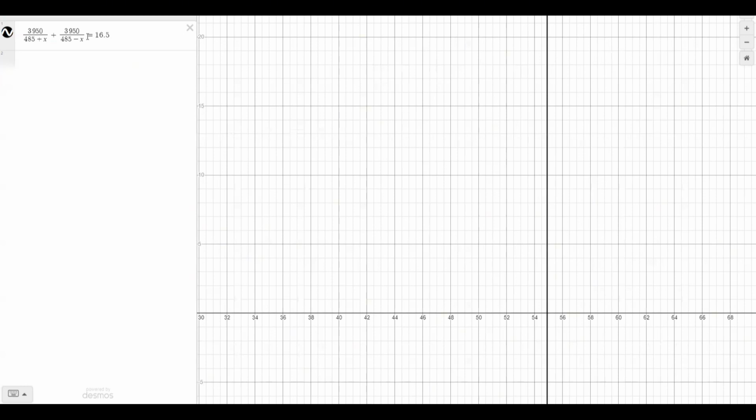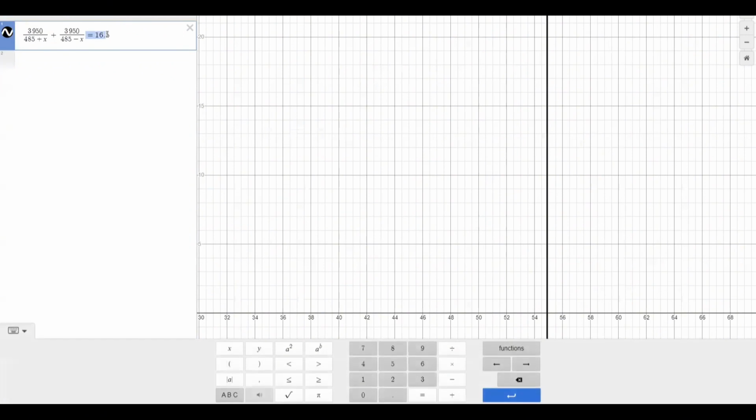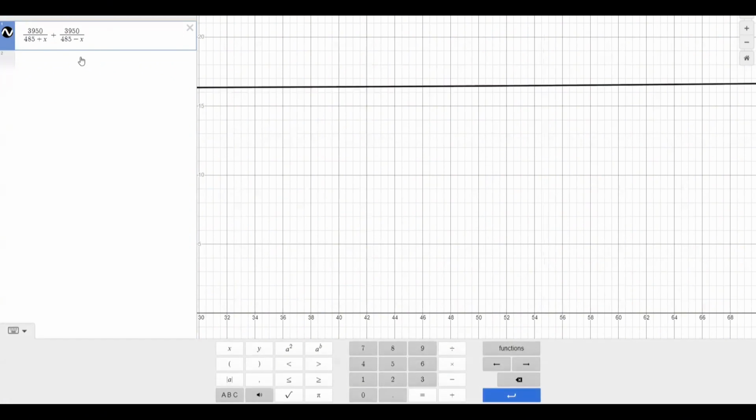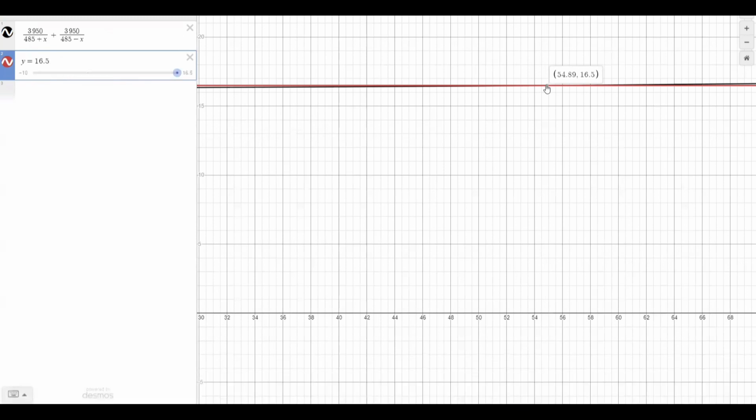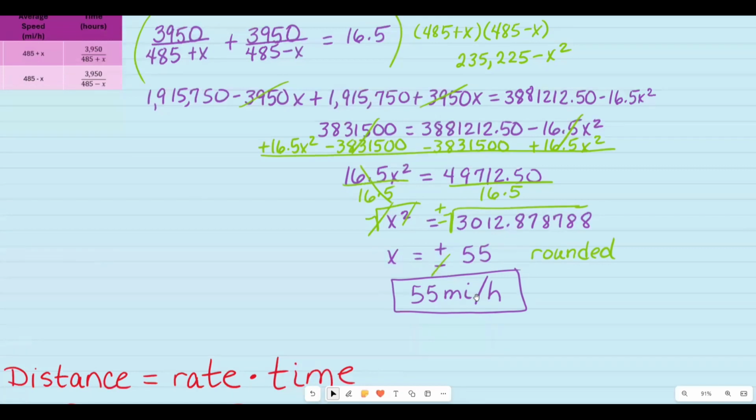So I can do what I did a few minutes ago, and I can take the equal portion and set it equal to y. And so now what I want to do is look at the two different graphs where they actually intersect. And I see if I actually click on it, this does tell me that x is 54.89, that's rounded to 55, because we were asked in the problem to round to the nearest mile per hour. And 16.5 is what the y was supposed to equal. So that's how we know we got it right. And this is the correct answer, rounded.